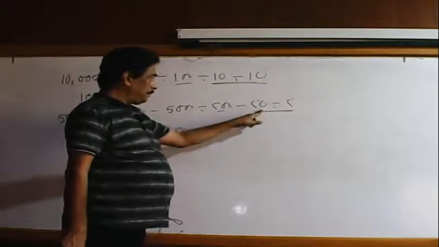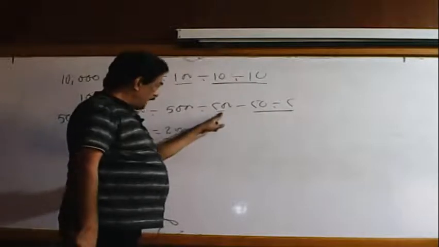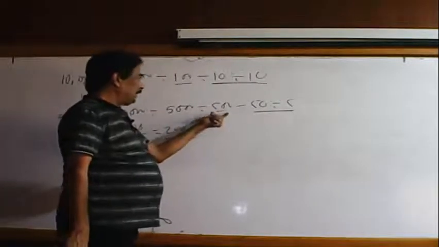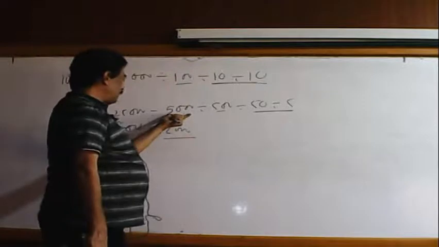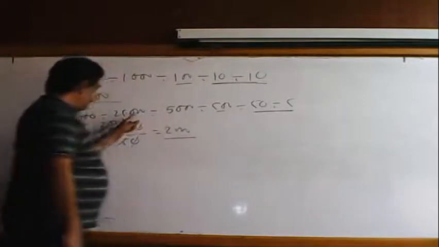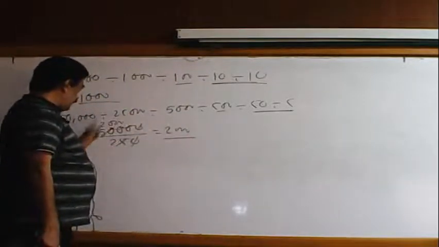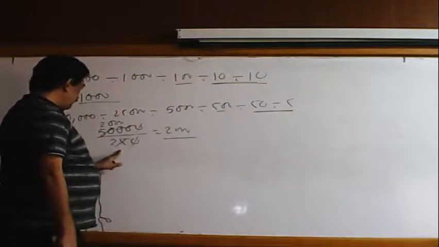50 by 5 is 10. 500 by 10, your result is 50. 5,000 by 50, your result is 100. This 100 means two zeros cancel, your result 250. So 50,000 by 250, your result is 2000.